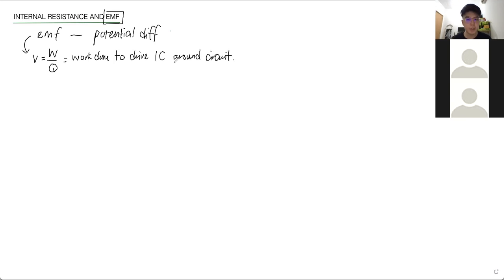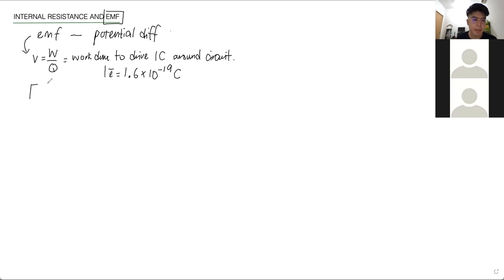Okay, so 1 coulomb of charge, 一个 electron 是有差不多 1.6 times 10 negative 19, right? 1.6 times 10 negative 19 charge. This is for 1 electron. So 1 coulomb, you have many, many electrons. So potential difference 就是 the energy you need to push all 1 coulomb of electrons around the circuit. And that is measured in volt.